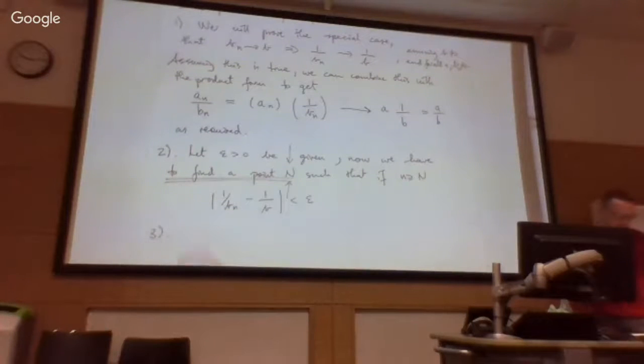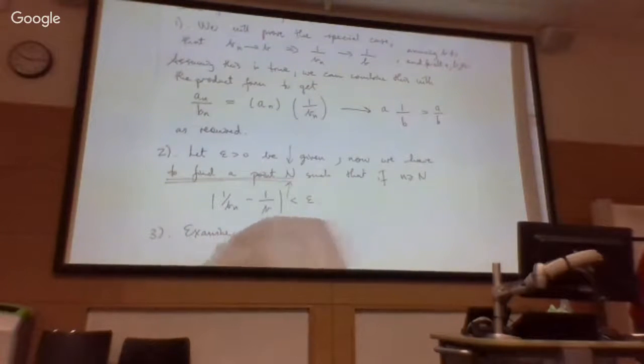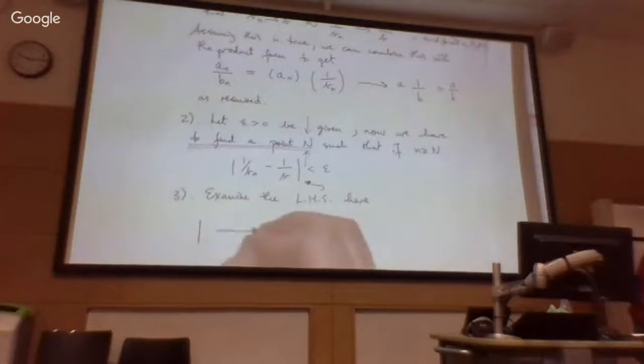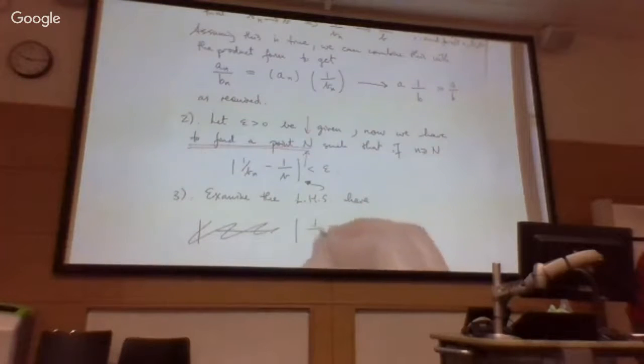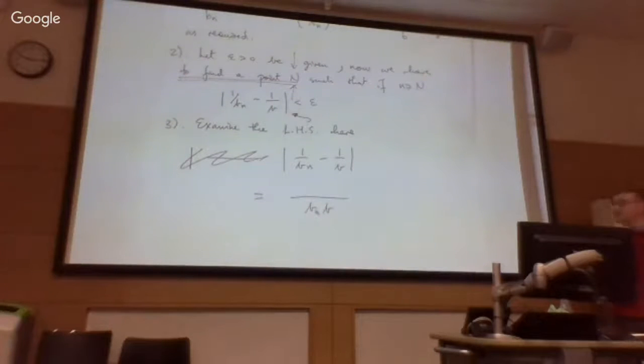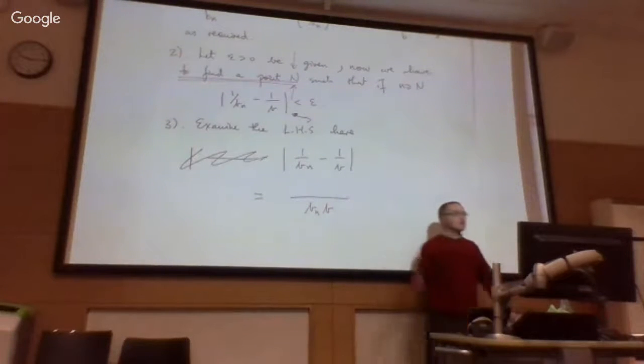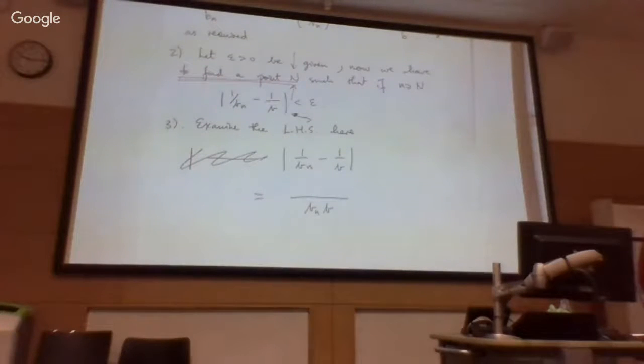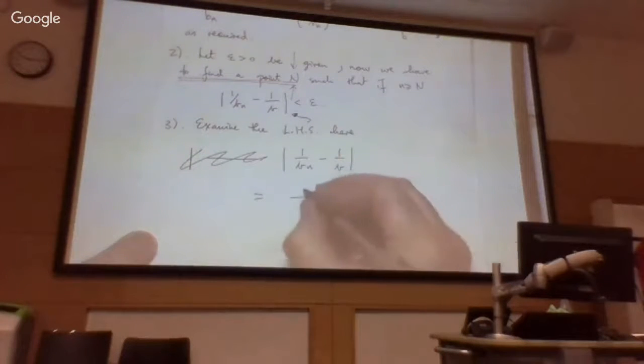So that's just translating the formal definition. Now I'm going to examine the left-hand side here. Rather than having it expressed as an absolute value of the difference, I'm going to combine those two fractions into one. All that's needed here is just the rules for subtracting fractions, or adding fractions, if you like. So this is going to be b minus bn.